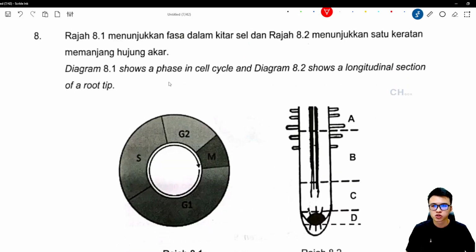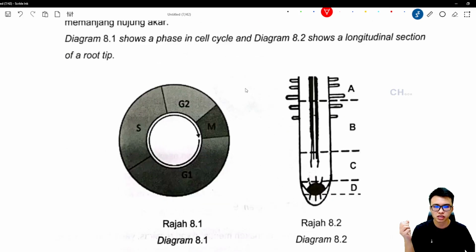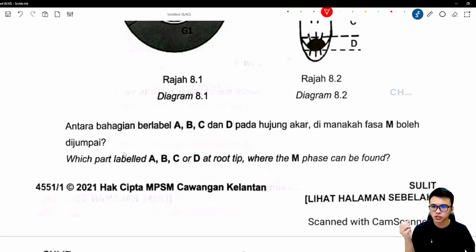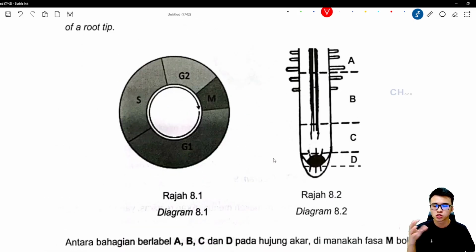Diagram 8.1 shows a phase in a cell cycle. Diagram 8.2 shows the longitudinal section of a root tip. Which part, A, B, C, D, at the root tip is where M phase can be found? So M phase is the mitotic phase. Let's make it simpler. It should be the mitosis.